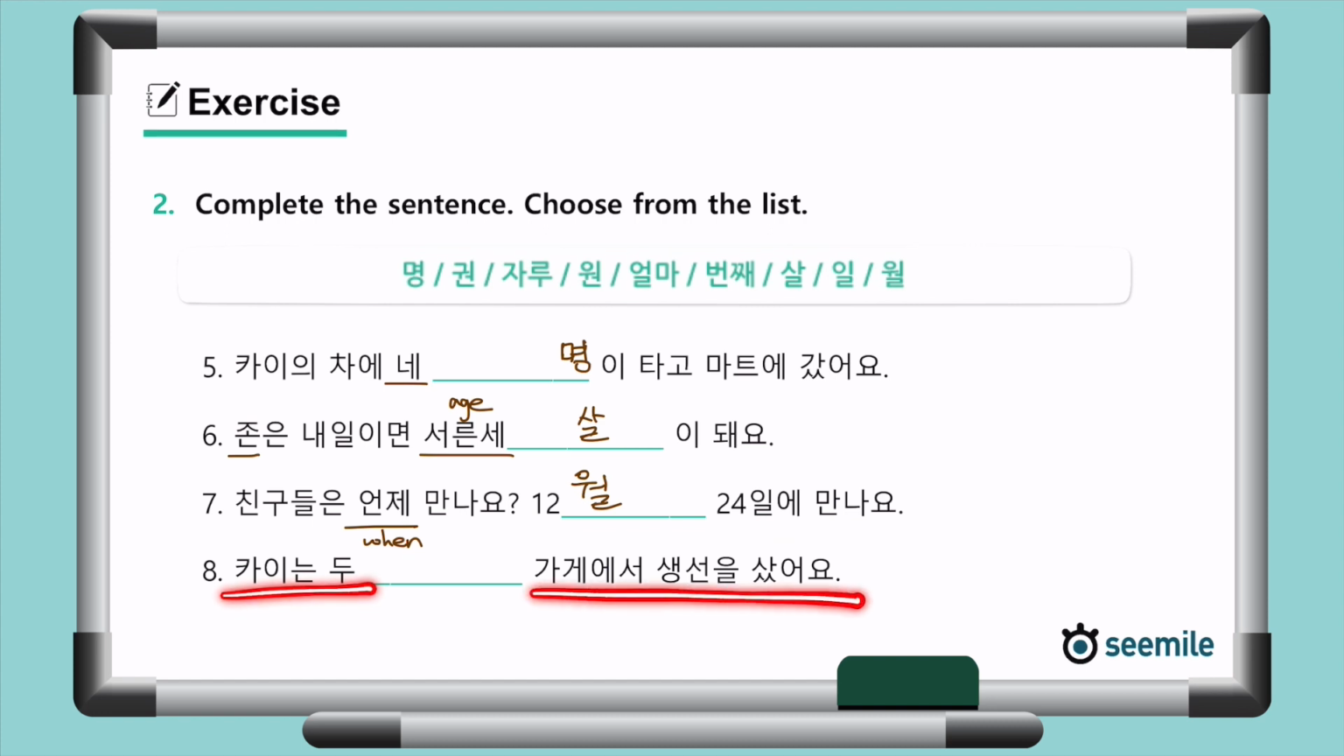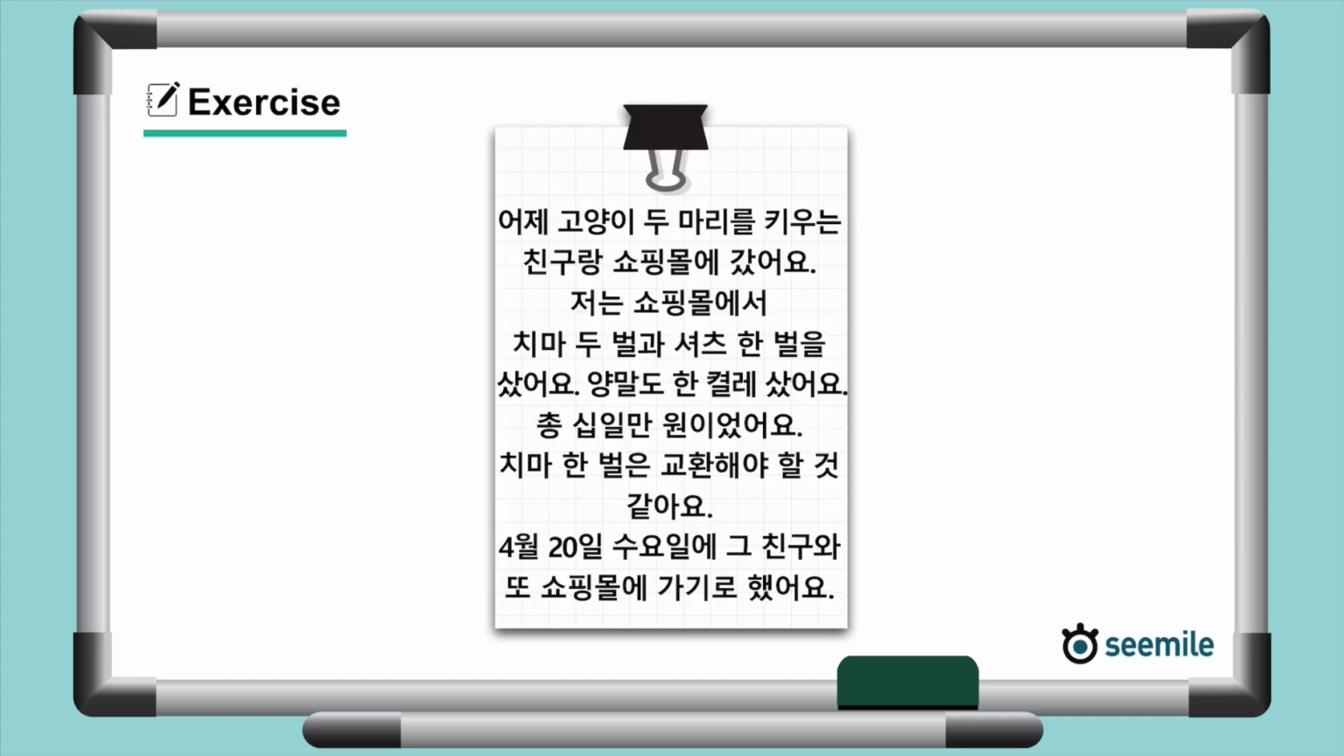Number 8. 카이는 두 번째 가게에서 생선을 샀어요. Only 번째 is left, which is a bound noun for indicating an order. 두 번째, the second. 카이는 두 번째 가게에서 생선을 샀어요. Kai bought some fish at the second store. Well done, guys.